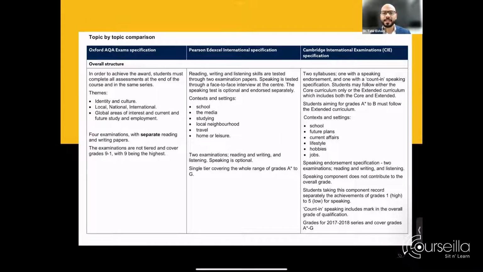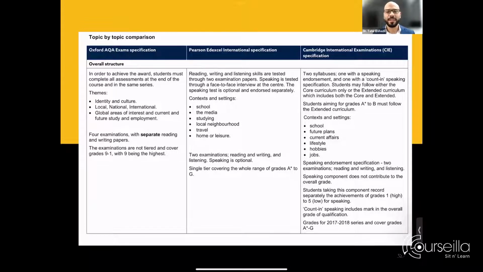Now Pearson, you will find similar topics such as school. I need to read about topics related to school. I need to be introduced to vocabulary relevant to school. I need to write articles about education and school. Here we are talking about the framework from which the writing and reading exams and so on come. The media, studying, local neighborhood, travel, home and leisure. Pretty much the same when it comes to Cambridge. You can see on the screen, it's all about school, future plans, current affairs, lifestyle, hobbies and jobs.